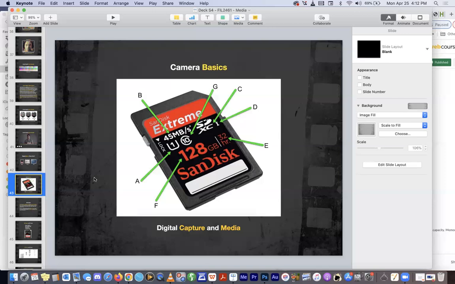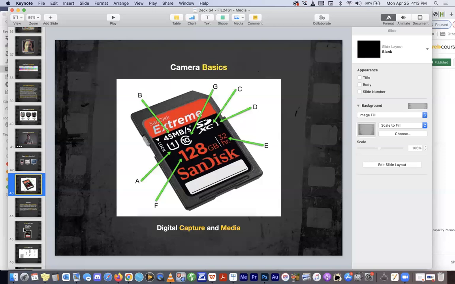Up here in this corner of the card, you see 45 megabytes per second. Is that a read speed or a write speed? Anybody? Read speed. That is a read speed. That's correct. So 45 megabytes per second is how fast data can be extracted from this card once it's been recorded to the card. 45 megabytes per second.